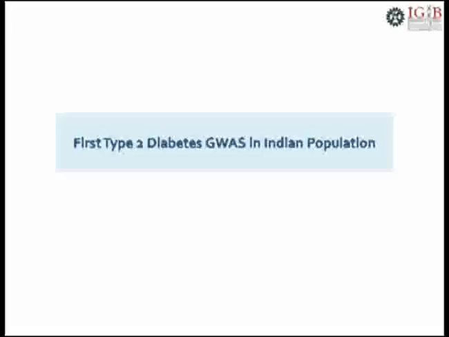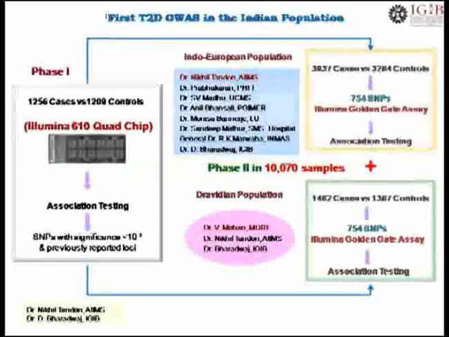Let's see the first type 2 diabetes GWAS in the Indian population. This was based on those 610,000 markers on the Illumina platform. We started with 2,500 cases versus controls of North Indian origin, and we got 10 to the power minus 3 significance, all of them, and then did one customized chip and tested them on almost 10,000 people, case control in 2 different cohorts. This is the North Indian cohort, this is the Dravidian cohort.